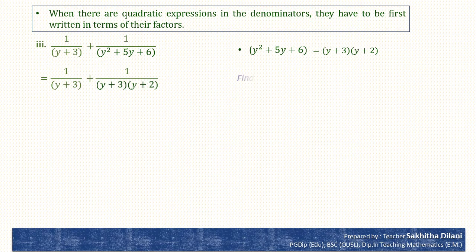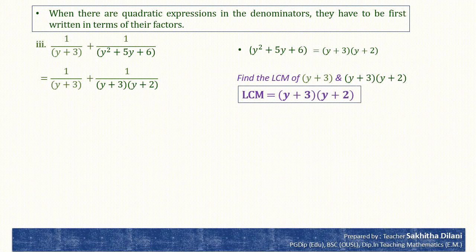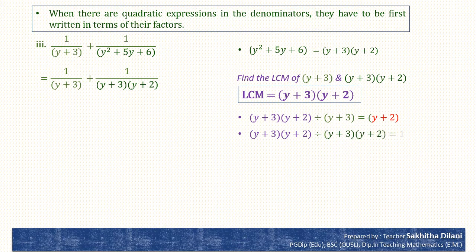Now you have to find the LCM. The LCM is y plus 3 into y plus 2. The LCM is divided by the denominator in the first fraction now. That is y plus 2. Then divide the LCM by the denominator in the second fraction. The answer is 1. In the first fraction, you have to multiply by y plus 2. And in the second fraction, you can write it as it is, because there is no need to multiply by 1, as the same fraction is obtained after multiplying by 1.